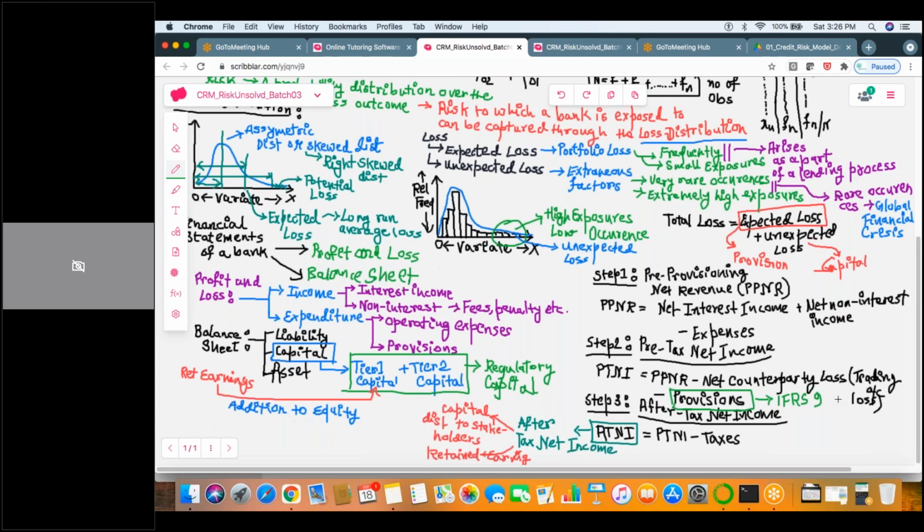As a loss. And the next question is, when you are calculating PPNR, when you say expenses, these are operating expenses, right? Provisions are not included there. No, they are not. That's why it's called pre-provisioning net revenue. Okay. The next thing is a simple question. In simple terms, your capital is asset minus liability, right?